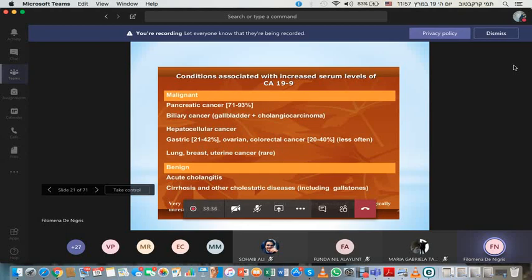Again, it is elevated, particularly elevated when the lesion is very big, and sometimes it is associated with the tumor spreading away, because, as I told before, it is a marker of tumor cells. So when we monitor the presence of this marker in blood, it means that tumor cells are in the blood.